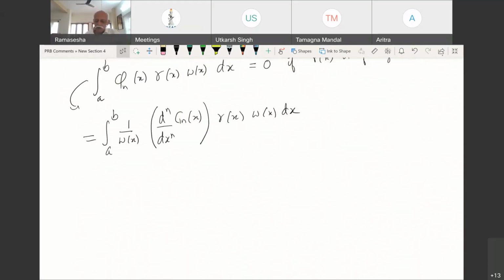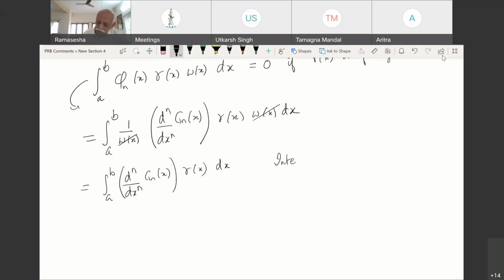Okay. So the integral from A to B of d^n/dx^n of g_n(x) times r(x) dx. And how do you integrate these kinds of functions? The way to integrate it is you have to integrate it by parts.